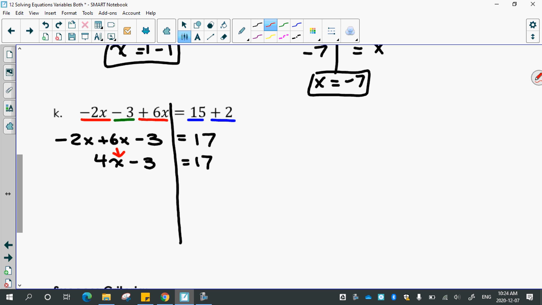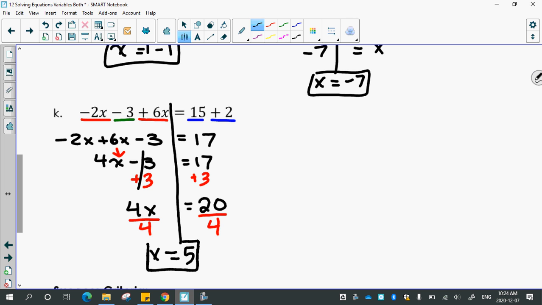So then I just need to get that x by itself. I'm going to undo subtract 3. So I have 4x and 20, divided by 4 on both sides, and we get our x equals 5. Okay?